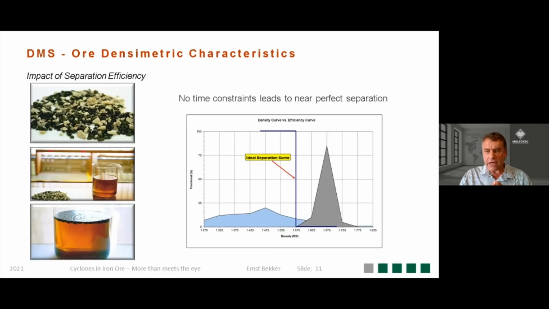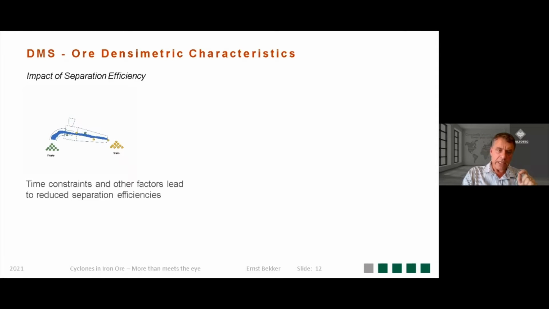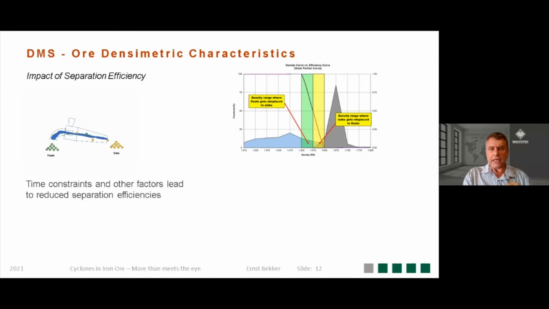So with enough time, you can separate at a density to split between a light fraction and a coarse fraction. But when you process material through a dense media cyclone, then you've got time constraints, and there's other factors as well that can reduce the separation efficiency, and I'll touch on it a bit later.